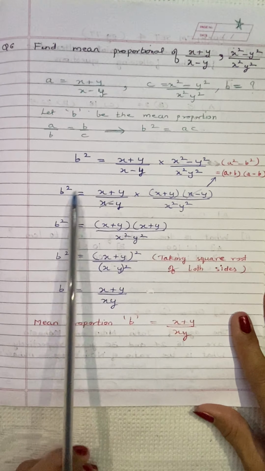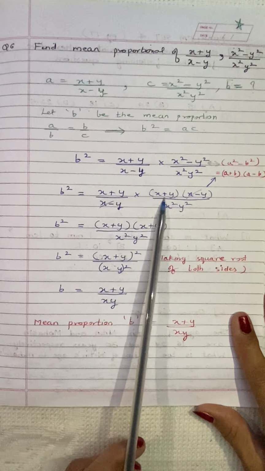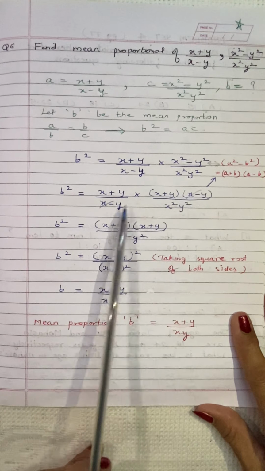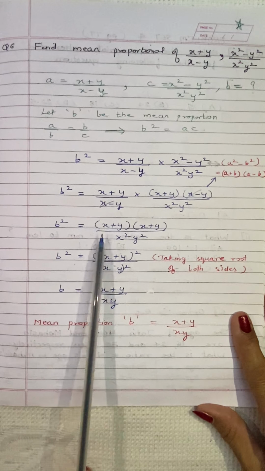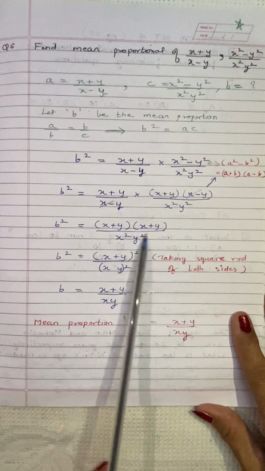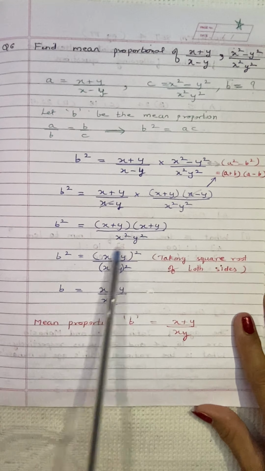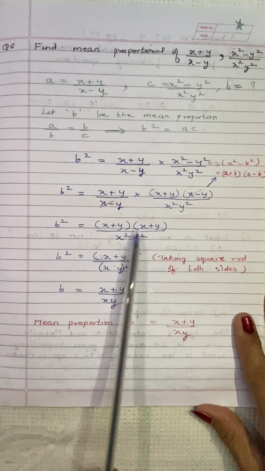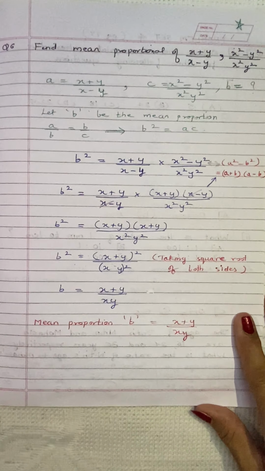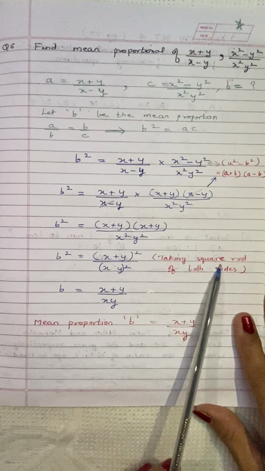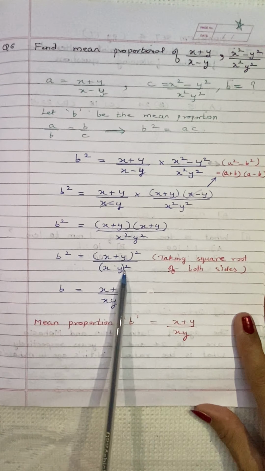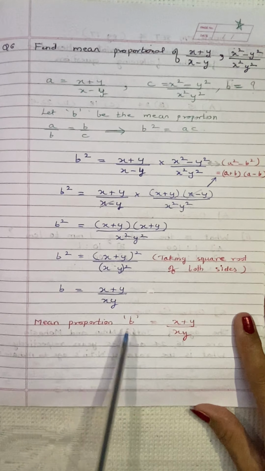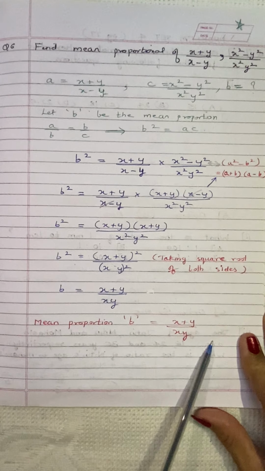Now we can solve this. B² is equal to, same expression we will copy here. Here if you look, they are like terms in numerator and denominator, so they get cancelled. What are leftover terms is (x + y)(x + y)/(x²y²). Now B² is equal to (x + y)(x + y), which is (x + y) whole square, upon x²y². Now taking square root on both the sides, this will get cancelled. Now what is left is (x + y)/(xy). So the mean proportion B is equal to (x + y)/(xy).